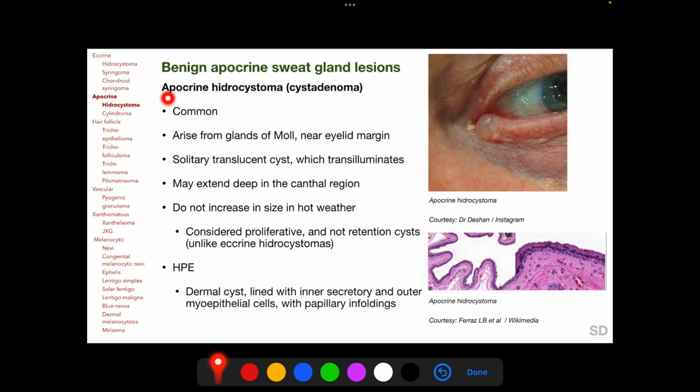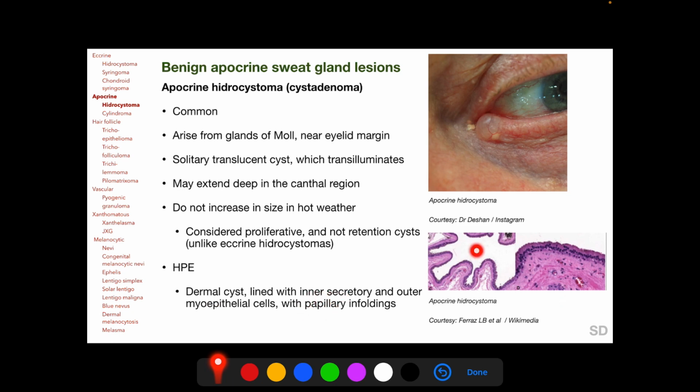Apocrine hidrocystomas or cystadenomas arise from glands of Moll near the eyelid margin. They occur as solitary translucent cysts which transilluminate, and they may extend deep in the canthal region and do not increase in size in hot weather. They are considered proliferative in nature, unlike eccrine hidrocystomas, which are considered as retention cysts. On histopathology, apocrine hidrocystomas show a dermal cyst lined with inner secretory and outer myoepithelial cells with papillary infoldings.